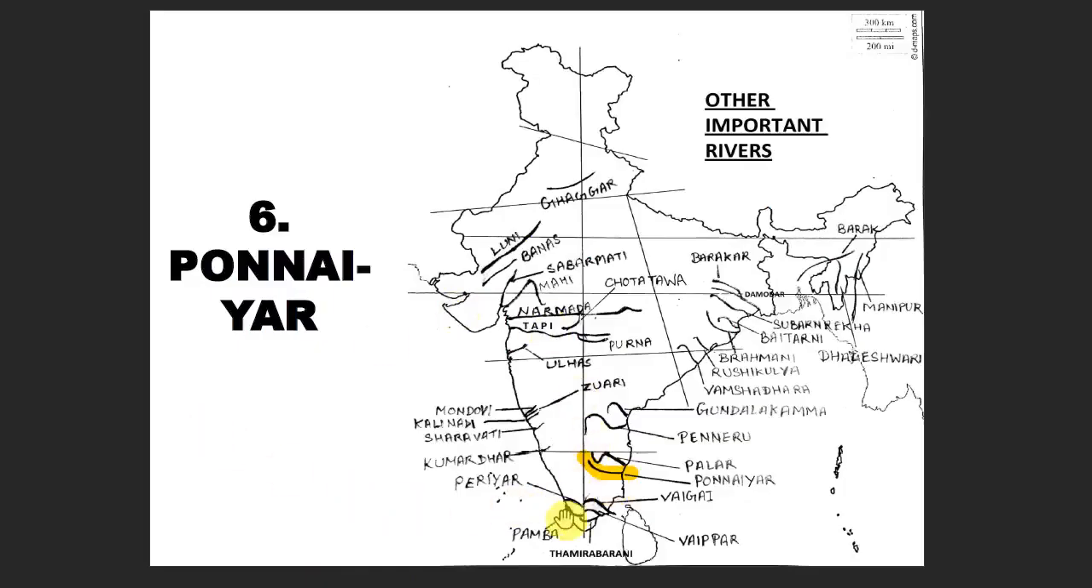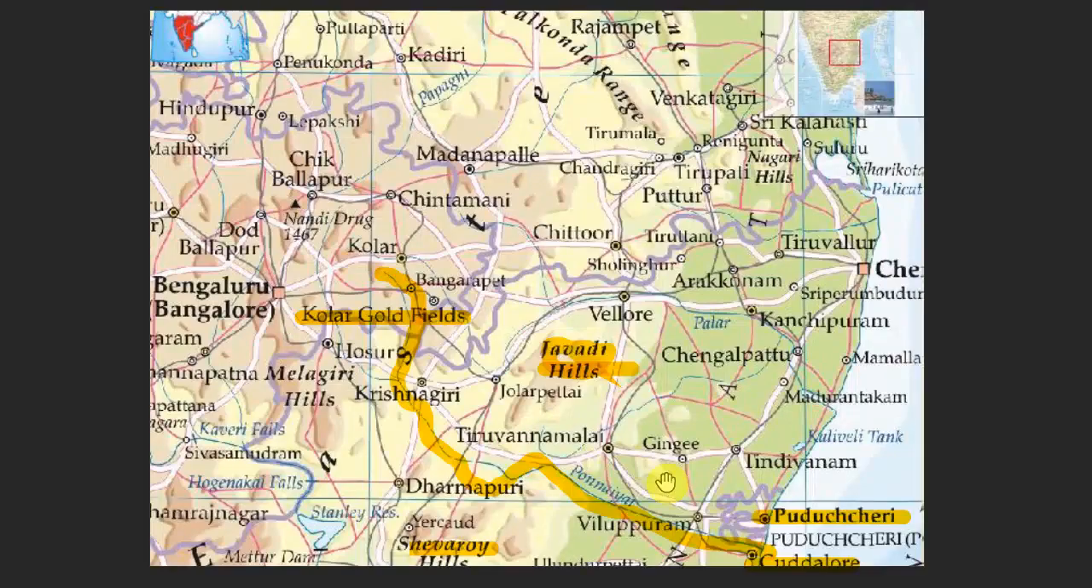Let's talk about the Ponnaiyar river. So now we have moved to the northern portion of Tamil Nadu. So this river originates from near the Kolar region and traverses the course to join the sea at Cuddalore, just south of Pondicherry.